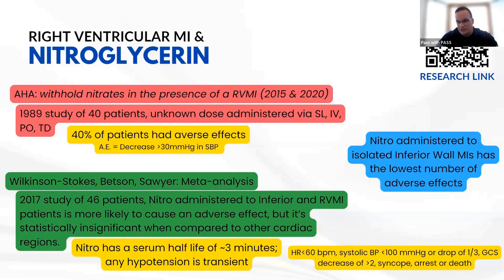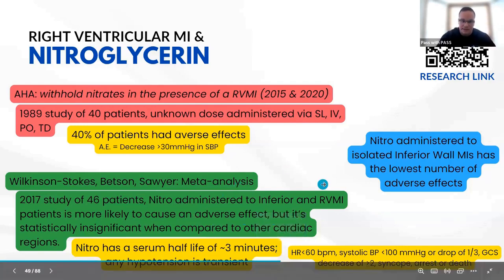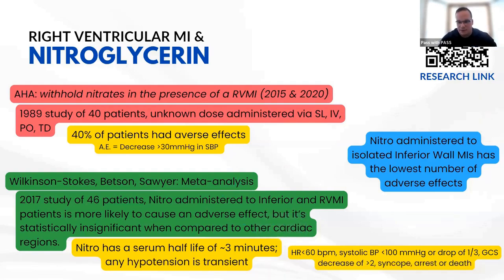So the patients who will benefit the greatest and have the lowest number of adverse effects from nitroglycerin, sometimes those patients don't get it at all because of a fear of right-sided involvement. So it's definitely something to keep in mind and think about as we start to see these patients in the field. So again, that QR code's there. You can scan it and it'll take you to this meta-analysis here. I can also send it out if you'd like me to. Just reach out afterwards and I'd be happy to provide it.